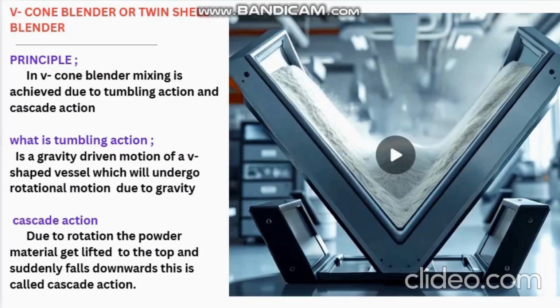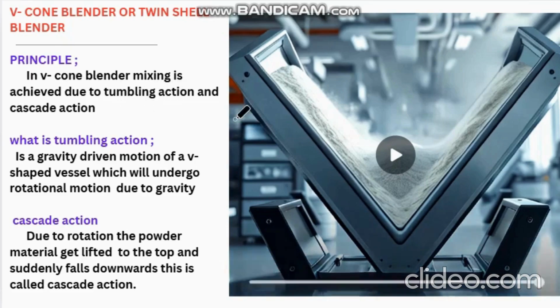Let us start the video with the principle of V-cone blender. So V-cone blender is also called twin shell blender. So what does the principle say? In V-cone blender, mixing is achieved due to tumbling action and cascade action.